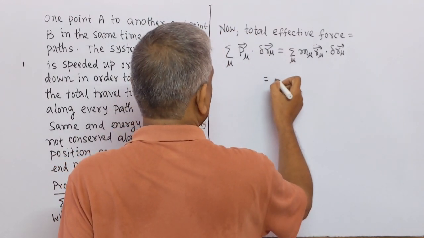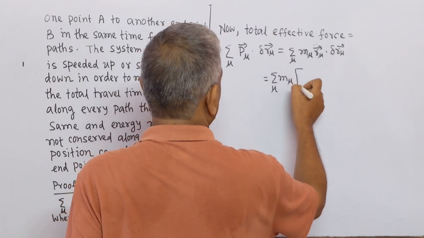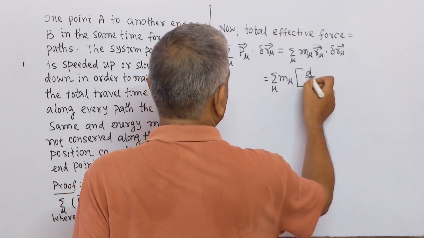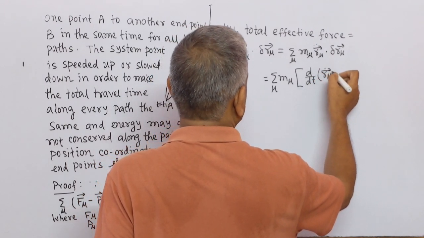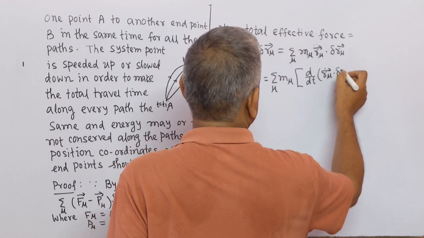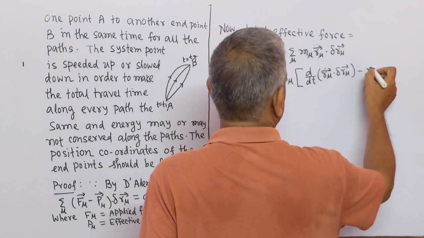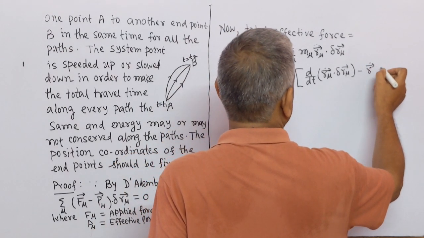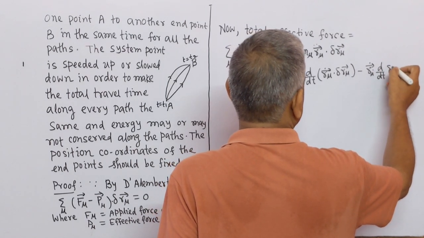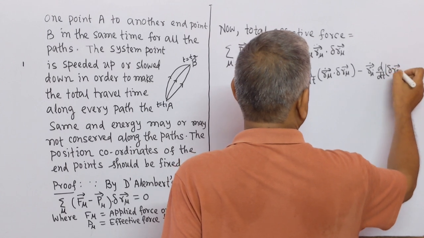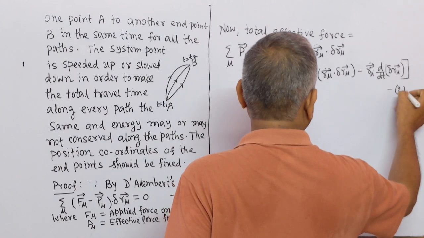We may write this as sigma mu m mu of d by dt of (r mu dot vector dot delta r mu vector) minus r mu dot vector dot d by dt of delta r mu vector. Let this be number 2.